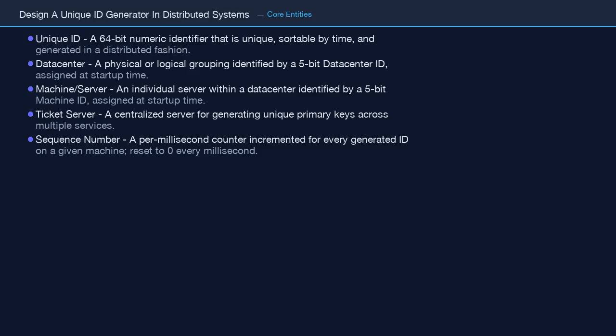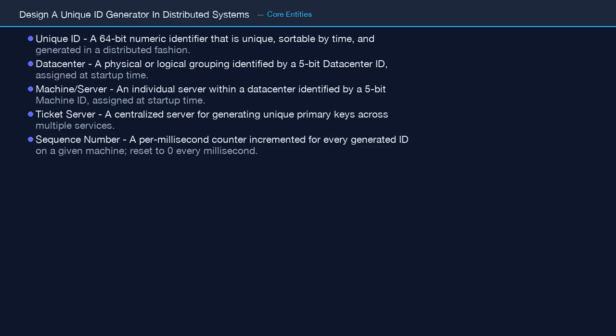Let's walk through the core entities. First up is the unique ID. This is a 64-bit numeric identifier, and it has 3 important properties: it's unique, it's sortable by time, and it's generated in a distributed fashion. That last part matters a lot, because we're not relying on a single database to hand out IDs. We need a structure that lets many machines produce IDs independently while still guaranteeing no collisions and preserving time ordering.